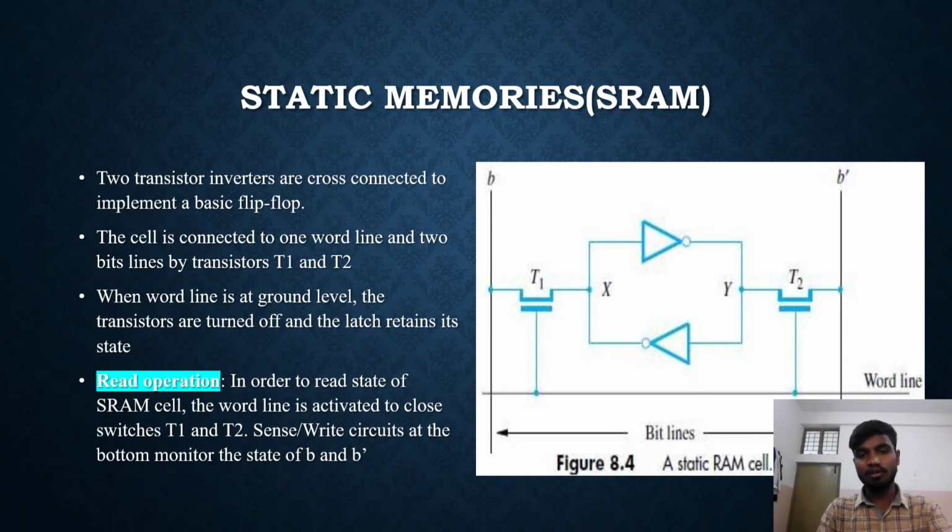When the word line is at ground level, the transistors are turned off and the latch retains its state. Read operation: in order to read the state of the SRAM cell, the word line is activated to close the switches T1 and T2. The sense or write circuit at the bottom monitors the state of b and b dash. T1 and T2 act like switches; when they are closed, b and b dash are connected to the sense or write circuit.